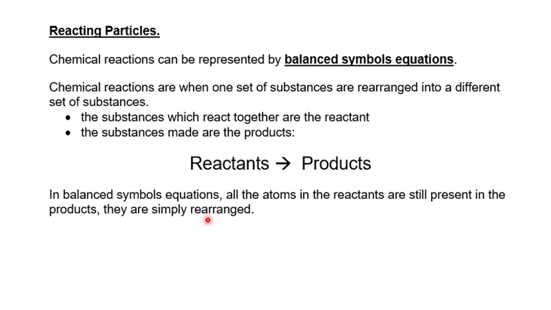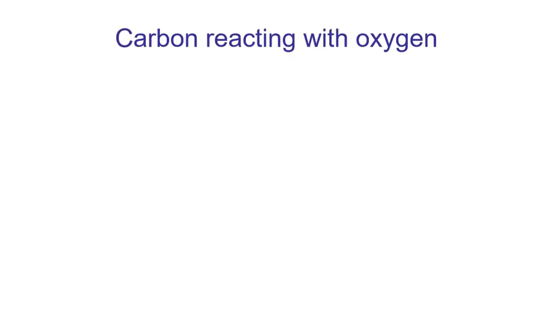They're simply rearranged. And a lot of the work that we'll do at GCSE on balancing equations is to make sure that the atoms on the left hand side are balanced by the atoms on the right hand side. So let's look at a couple of examples.